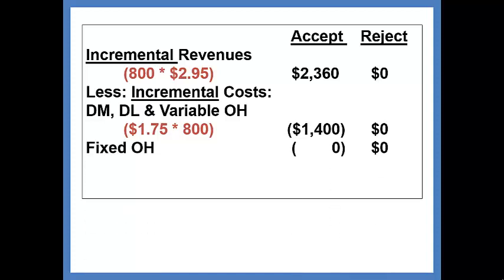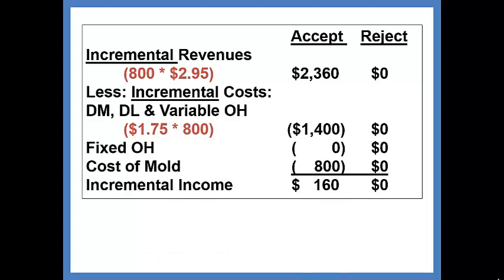Notice that fixed overhead is not going to change in total, so it is not relevant to the decision. I went ahead and put it in our analysis for emphasis, but it obviously does not need to be in there at all. We will have to purchase a candle mold for $800 if we accept the order. We won't buy that mold if we reject it. So overall, our incremental income will be $160 if we accept it, and if we reject it, it will be zero. So based on this analysis, we would accept the order if this is our only option.